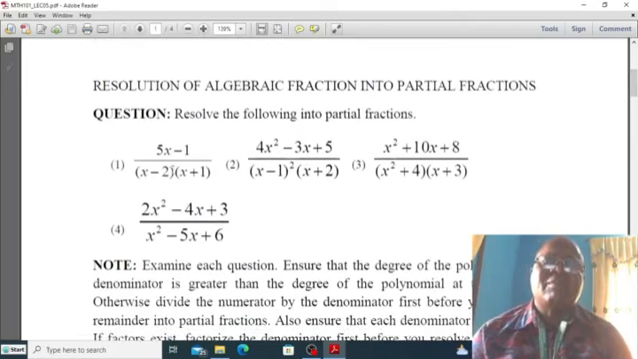Look at the form for the first question. The second question has (x - 1)² at the denominator. The third question has x² + 4 as a factor at the denominator. And then the fourth question, the degree of the polynomial at the denominator and the polynomial at the numerator are the same. So in that case, we'll look at the note below.